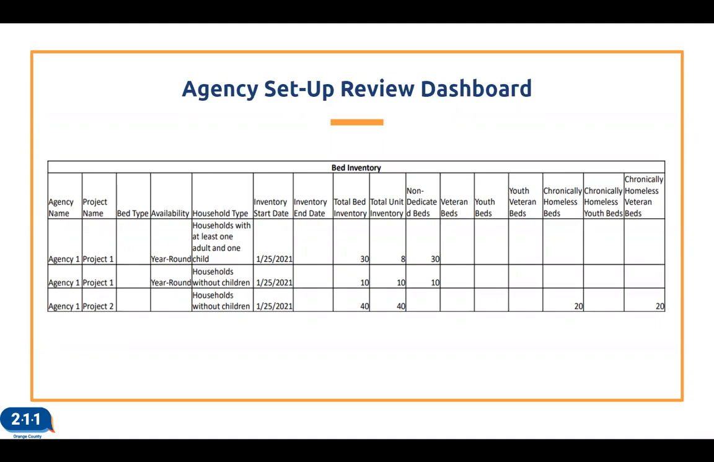And you'll notice that project 1 has 2 entries. It's because this project has 2 different beds for 2 different household types. You'll notice that it says household with at least 1 adult and 1 child, and household without children. So that's how you'll read this, is that this project has 2 different bed inventories for the different household types they serve. And bed inventory may change throughout the year.